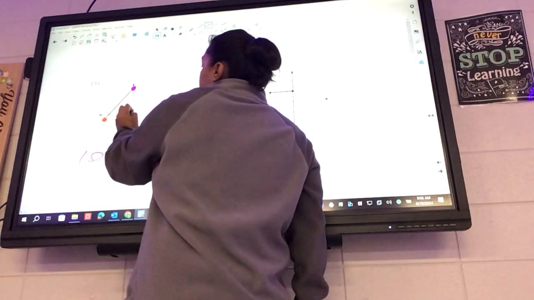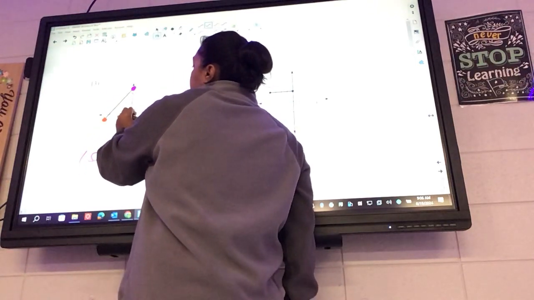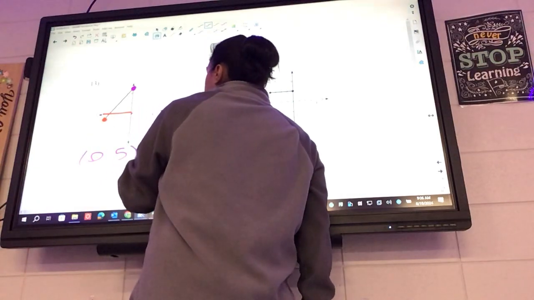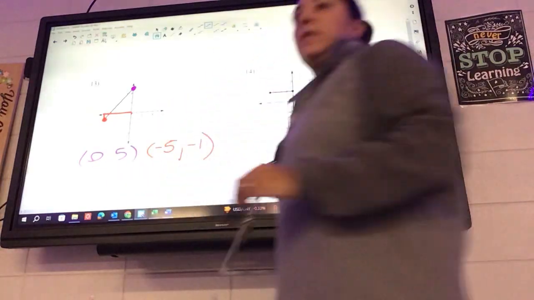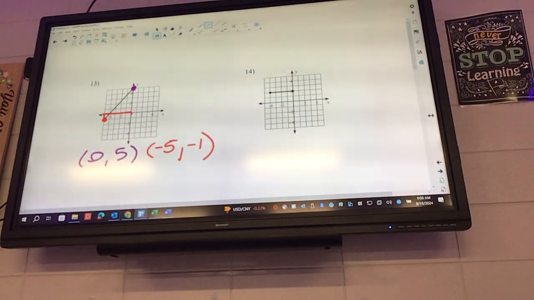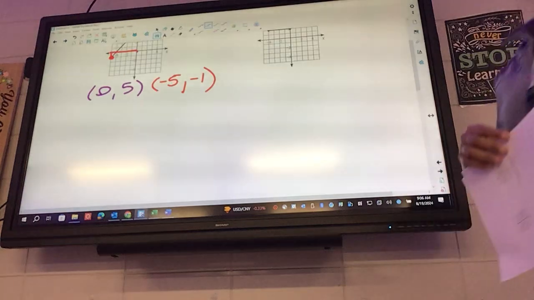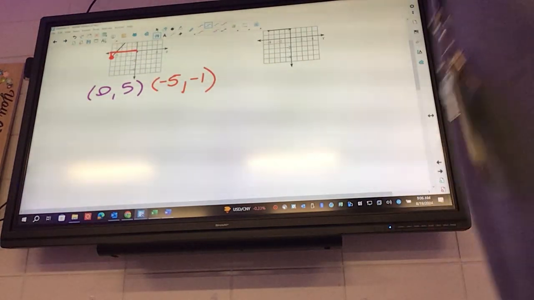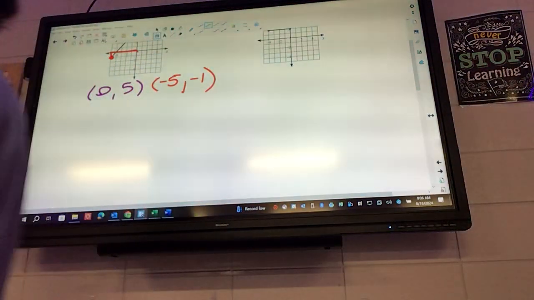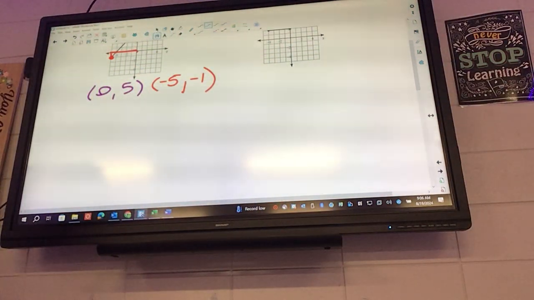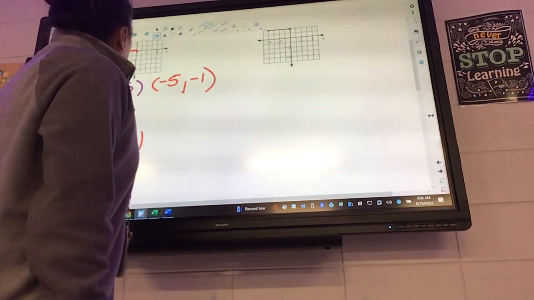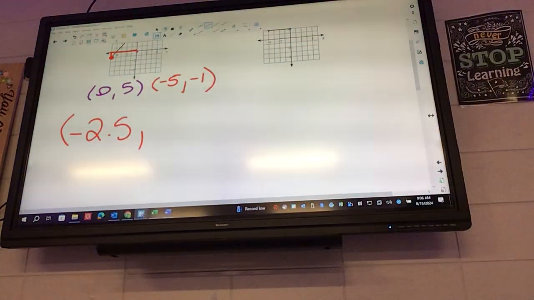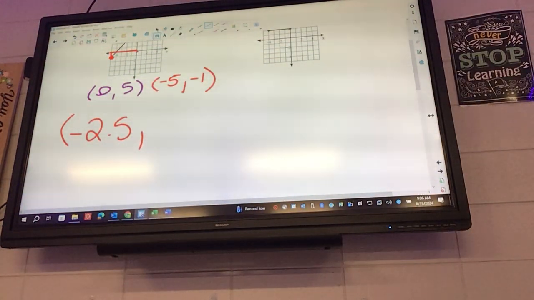Okay, I'm at 0, 0, am I going left or right? Left, how many? Left 5, so it's gonna be negative 5. How many up or down? Down 1, so negative 1. Okay, and then again, we're gonna add the x's together and divide by 2, and then the y's. So 0 plus negative 5 divided by 2. Negative 2.5. Yeah. 5 plus negative 1 divided by 2. 2. Yeah, it is 2.